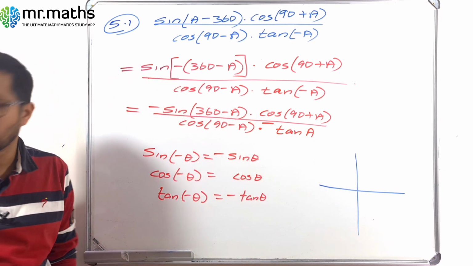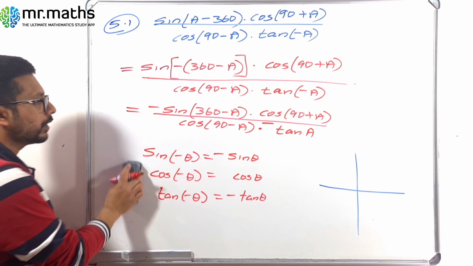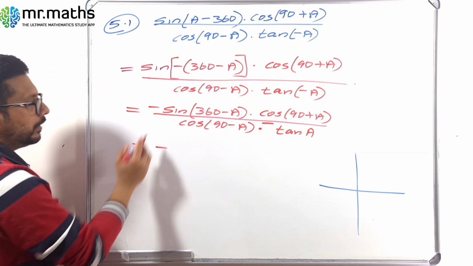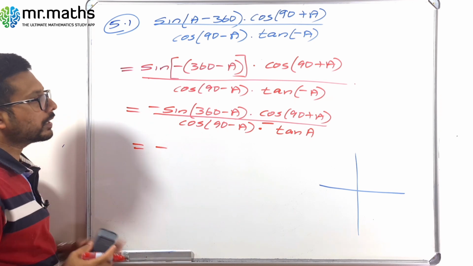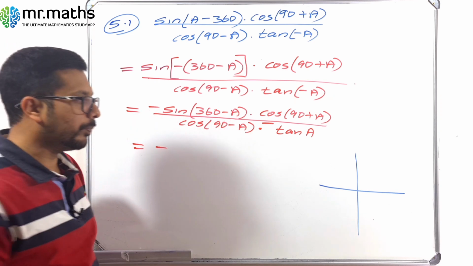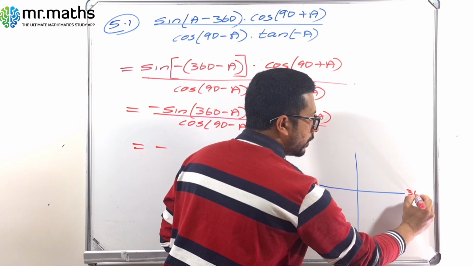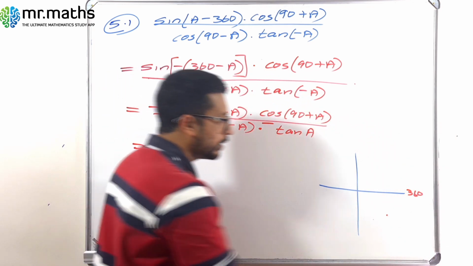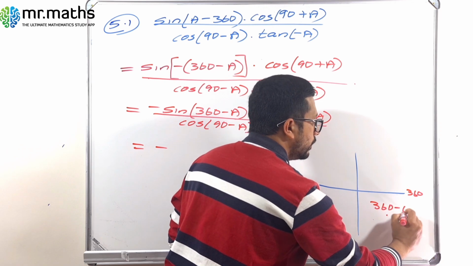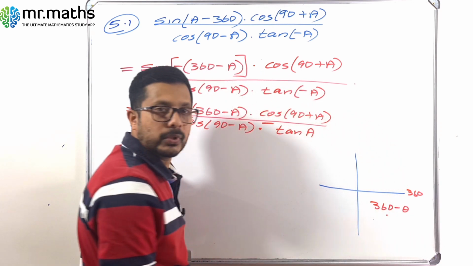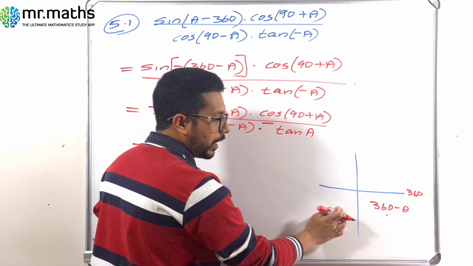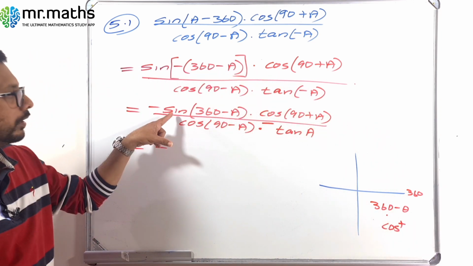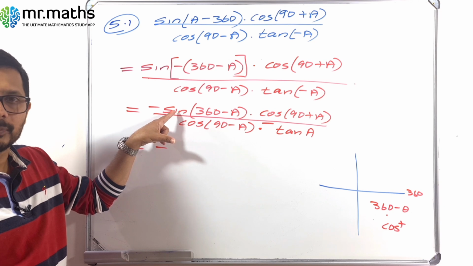Now we can apply the reduction formula. What is the reduction formula here? This is equal to minus, this minus is this one. 360 minus a, 360 minus means which quadrant? This is 360 minus theta, the fourth quadrant. In the fourth quadrant, what is positive? All sine, tan, cos: cos is positive. Here it is sine, so it is going to be negative.